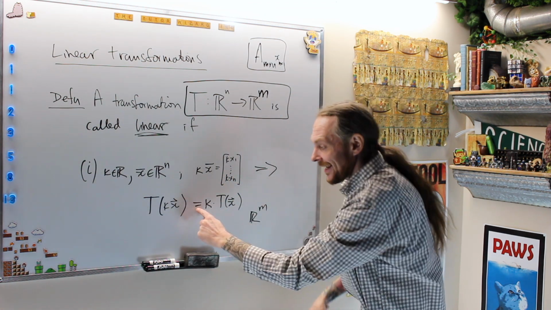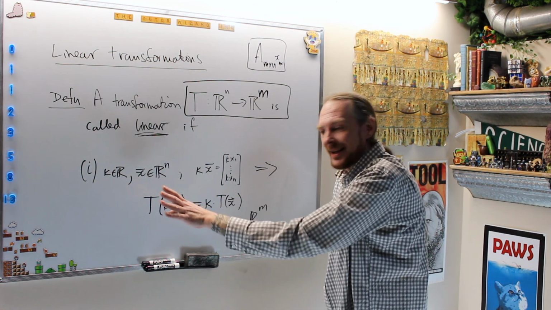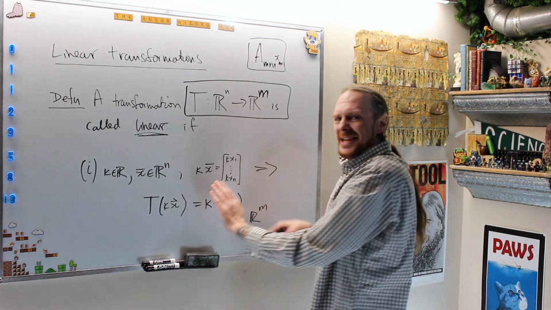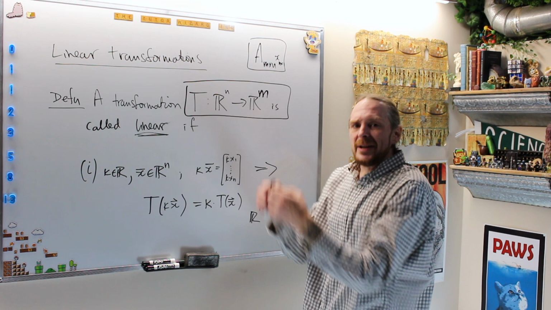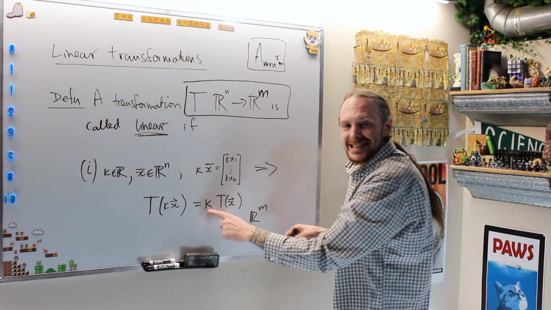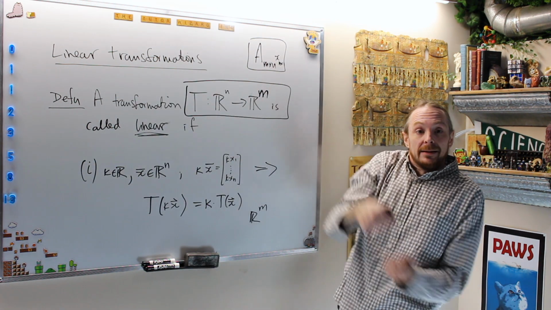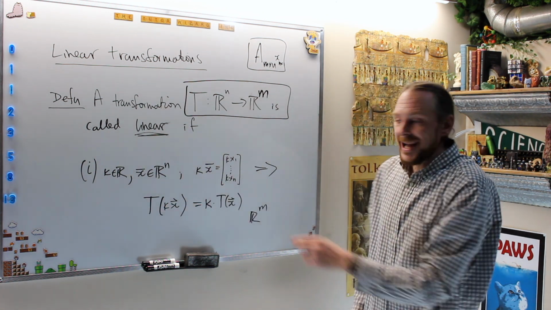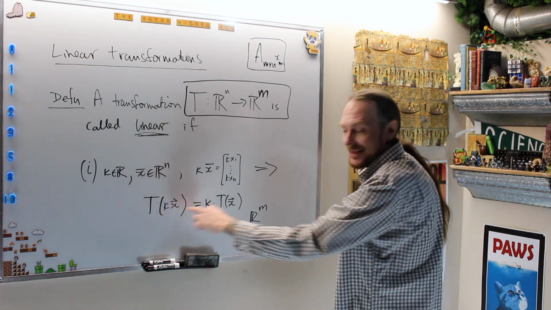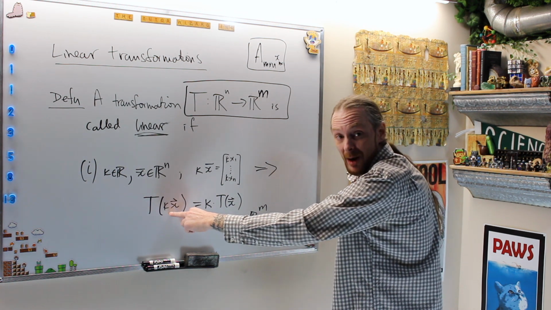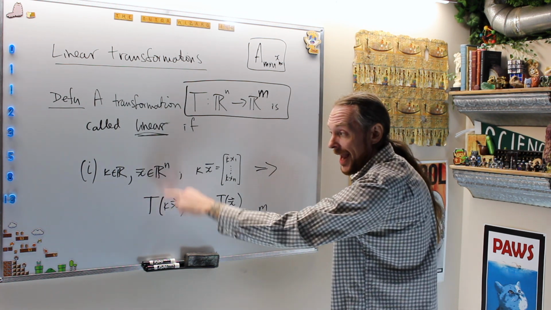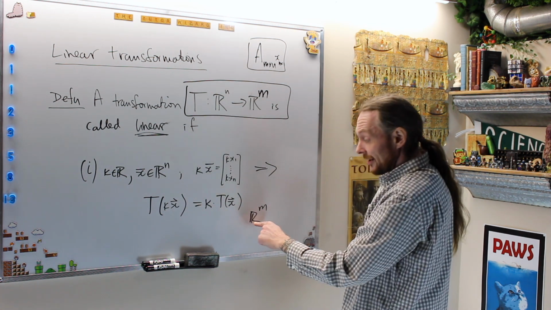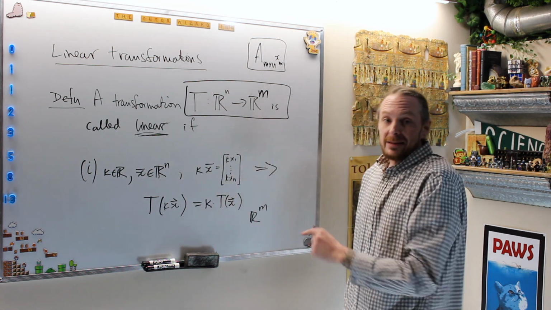That's the same thing as if I had not scalar multiplied x, but then taken that point in Rn, moved it through T, then scalar multiplied it in Rm. And that's what I want, and that's not always true. It's preserving the linear operation of scalar multiplication in Rn, equaling the scalar multiplication in Rm. And that's why it's called linear.